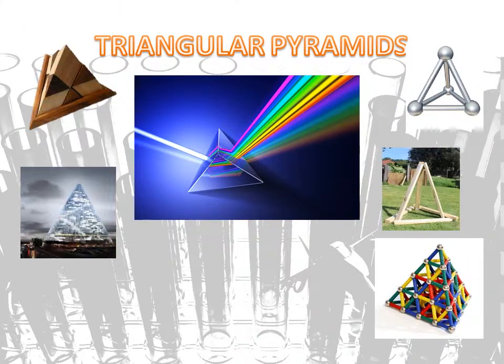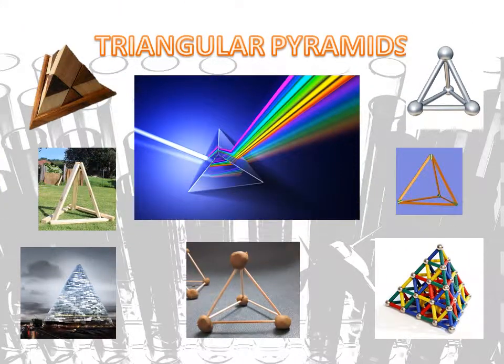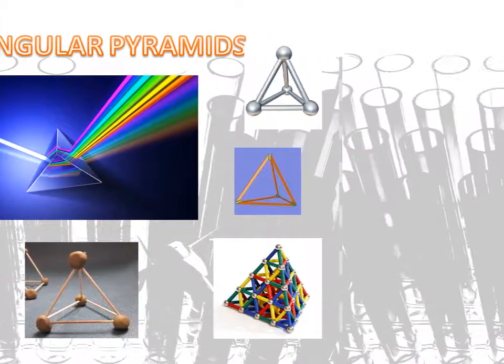Triangular pyramids. These are all examples of triangular pyramids. Note how the base is a triangle and all the sides are triangles, which lead up to an apex at the top. Here we can see the triangular base with triangular sides, faces that lead up to the apex on top.